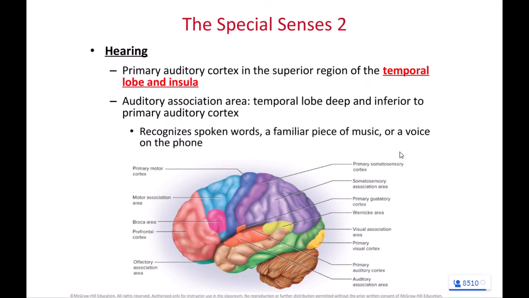When we think of hearing, the lobe of the brain closest to the ears is primarily associated with hearing. So, we're going to have the temporal lobe is going to be the primary lobe of the brain associated with hearing. We also are going to have the insula associated with hearing as well.